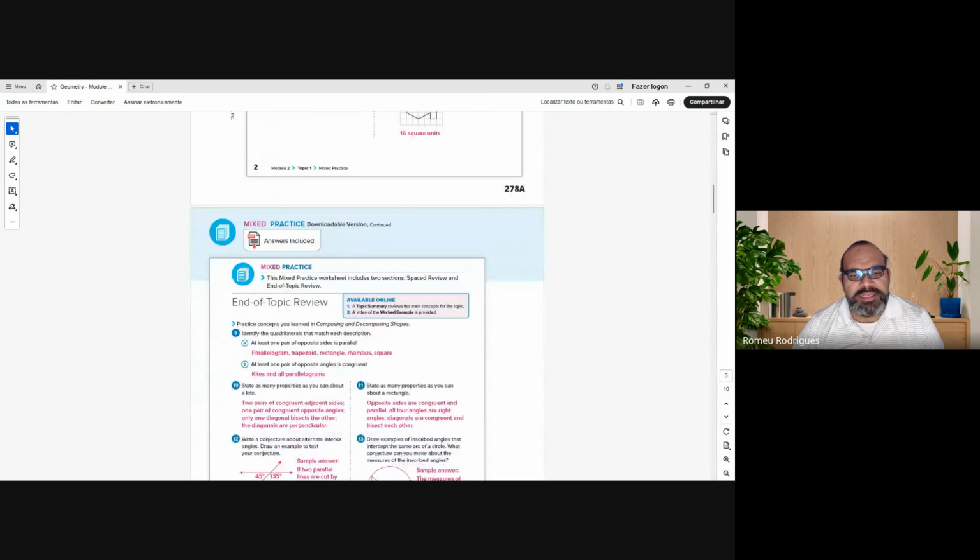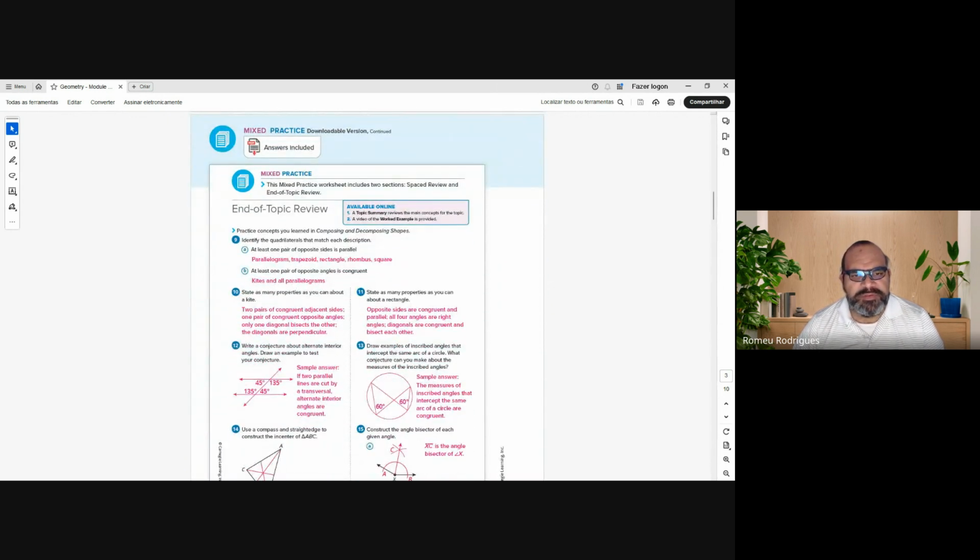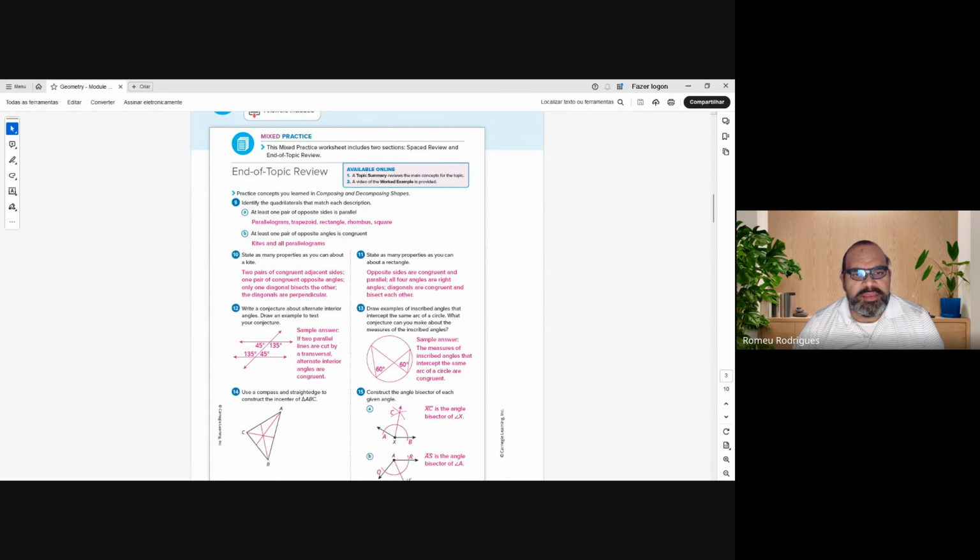Okay. Let's go here to the end of the topic review and identify quadrilaterals that match each description. At least one pair of opposite sides is parallel. Opposite sides parallel have several: parallelogram, trapezoid, rectangles, rhombus, and squares. At least one pair of opposite angles is congruent. Kites and all parallelograms. One pair of opposite angles is congruent.